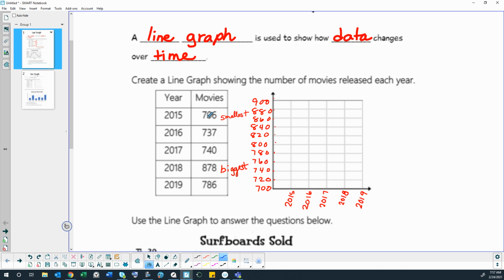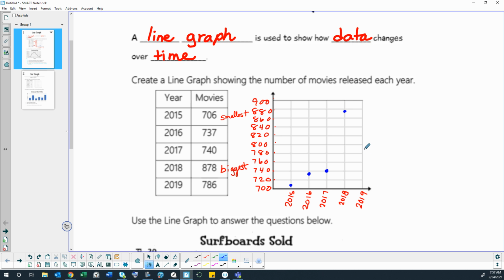So in 2015, we had 706 movies. So that's going to be not quite halfway up between, because halfway here would be 710, right? So 706 would be about right there. And then in 2016, we had 737 movies, so that would be about there. And then 2017, we had 740 movies. And then for some reason, 2018 was the big year with 878. And then 2019 dips a little bit to 786.